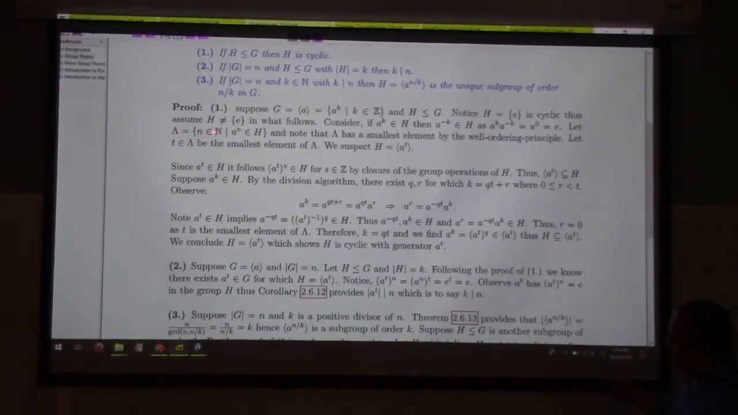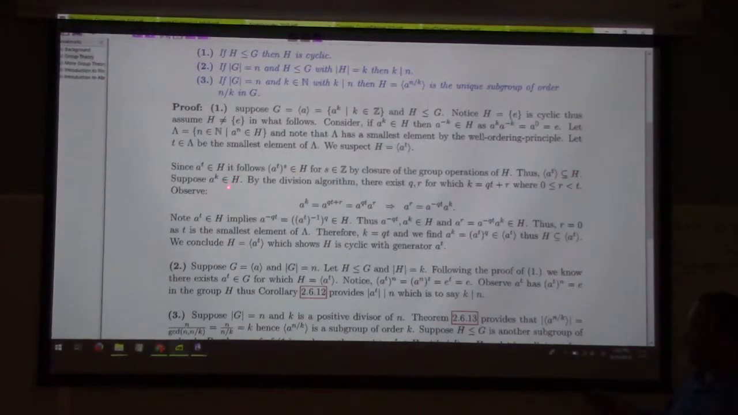Basically lambda is the set of positive powers of elements of H, all right? So it has to have a smallest element by the well-ordering principle. Let t be that smallest element. I say that, in fact, H is going to be generated by a to the power t. And here's the proof. Well, a to the t is an element of H. So a to the t to the s has to be in H, because remember, we're assuming H is a subgroup, right? So it's closed under exponentiation, closed under the group operations. And so this is a subset of H, right?